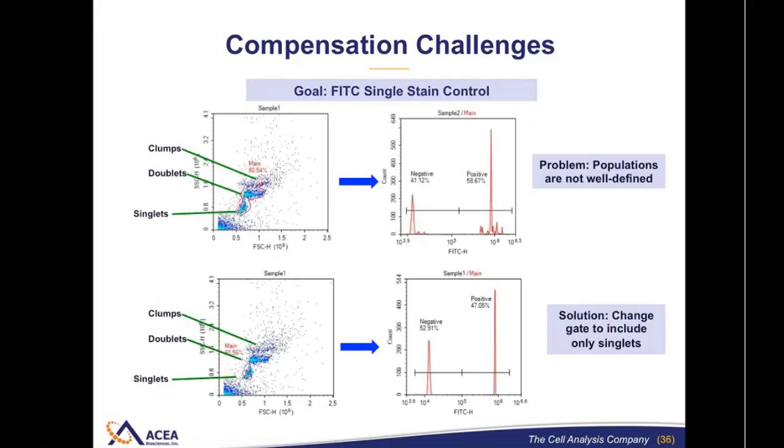This sample is intended as a FITC single stain control, marker unknown, and this is a bead sample, and it looks like it contains some doublets and clumps. The problem, which is not a huge issue, but could be addressed if you were interested, is that the doublets and clumps are included in the main gate, and this makes the histogram not quite as sharp as it could be. So the solution, which you can see on the bottom, is to change the main gate to include only the singlet beads. And you can see that cleans up the histogram significantly.